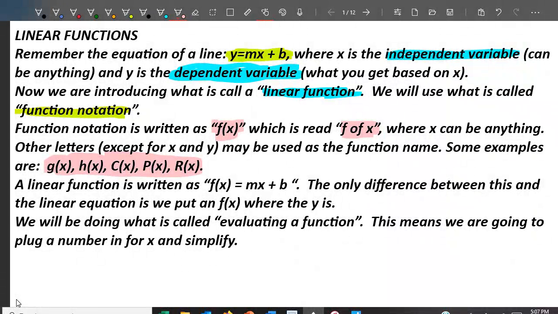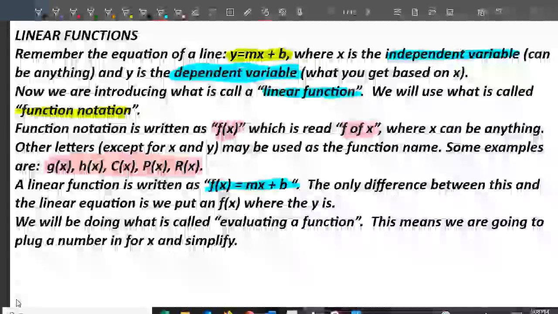Okay, so the linear function will be written like this. If you notice, it looks almost exactly like the linear equation of a line up top. The only difference is the f of x is where the y is. So when we have the f of x in there, we call that a function. When we have y in there, it's just an equation. It's exactly the same thing. With the function notation, we're going to be evaluating the function, and that means plugging numbers in for x and simplifying.